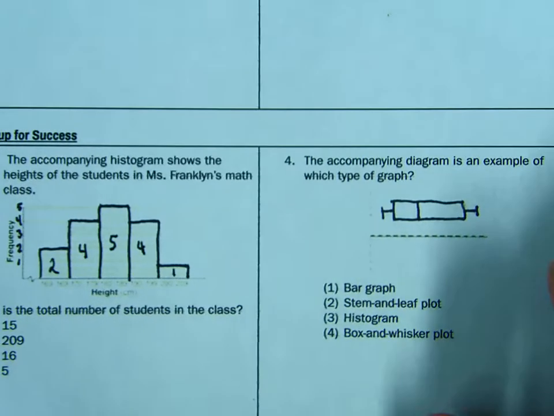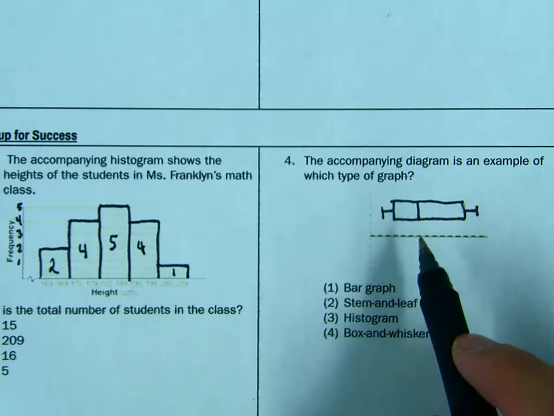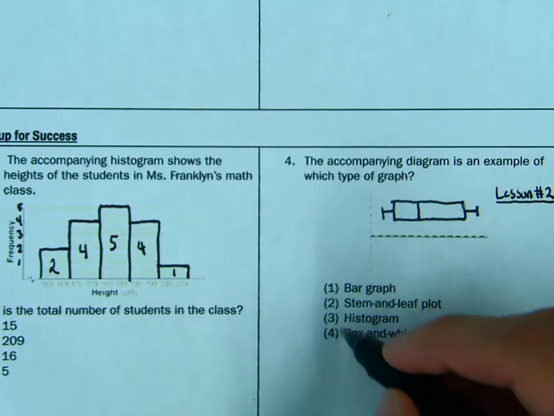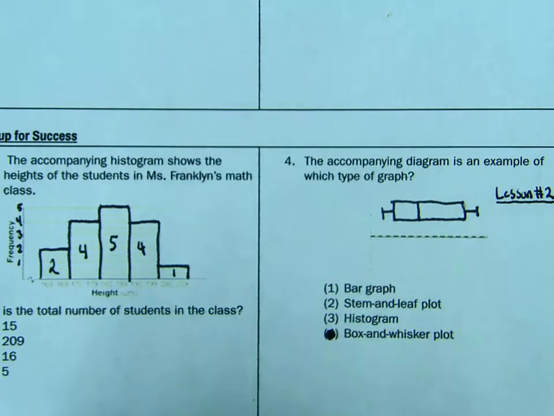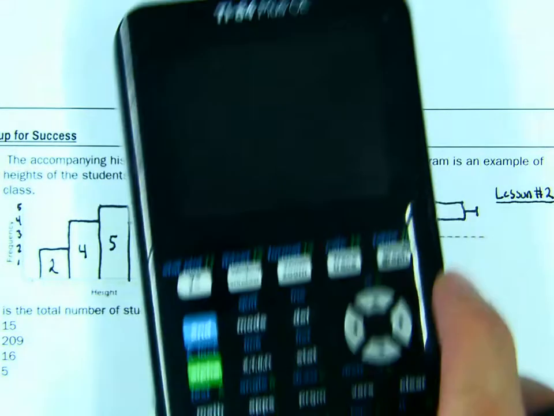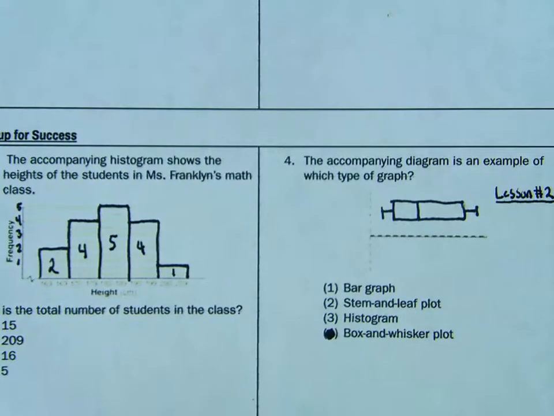Let's try this one. The accompanying diagram is an example of which type of graph that we learned in lesson 2, right? Pause the video and go back to your notes from lesson 2. Let's make sure we have it. This is what type of graph? A box and whisker plot. And what I'm going to do for you today is I'm going to help us actually graph this into the calculator. It'll be a lot of fun.